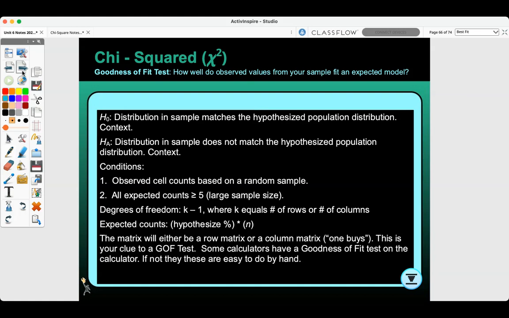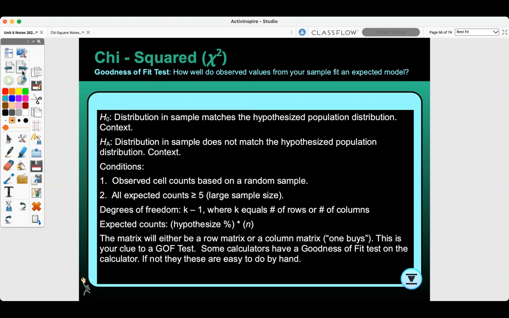within context. Your conditions are observed cell counts are based on a random sample, so you have to state that within context, and all expected counts are greater than or equal to 5, which tells you have a large enough sample. Your degrees of freedom are k minus 1, where k equals the number of rows or the number of columns. And your expected counts are the hypothesized percentage times the number in your sample, n.